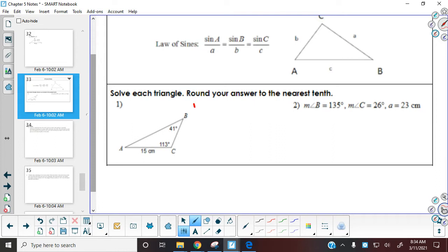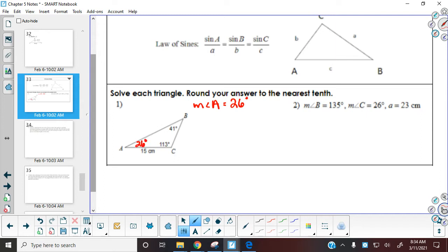So first off, let's go ahead and find the measure of angle A. So you've got 41 and 113. We know that the angles of a triangle have to add up to be 180. So we're just going to add those two and subtract from 180. So we're going back into our geometry knowledge to get that 26 degrees down here.